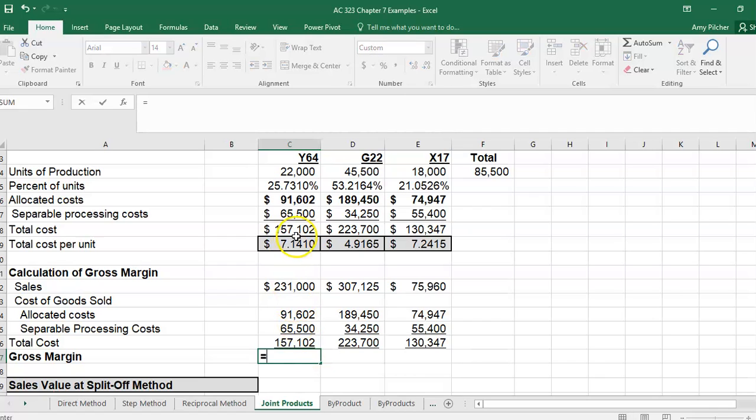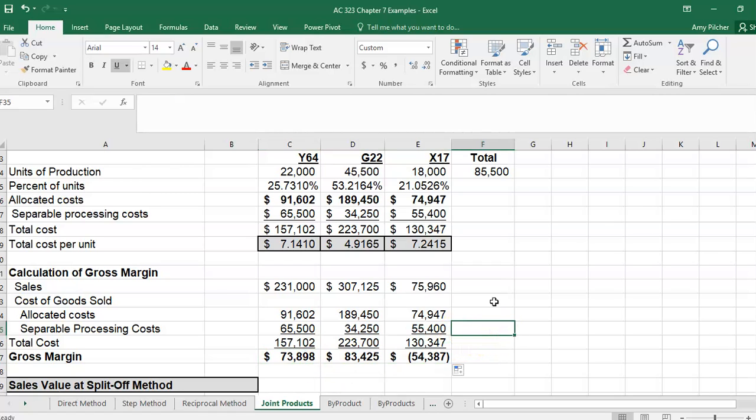Our gross margin is sales minus cost of goods sold. So now we have two products with positive gross margin and one product with negative gross margin.